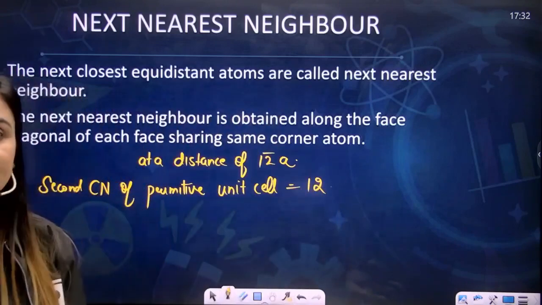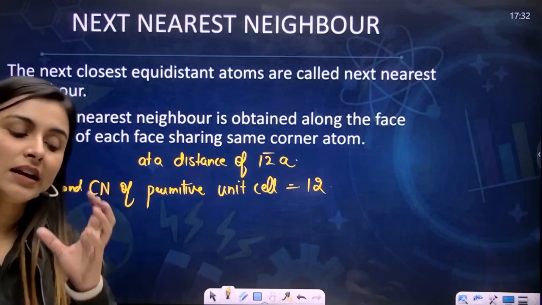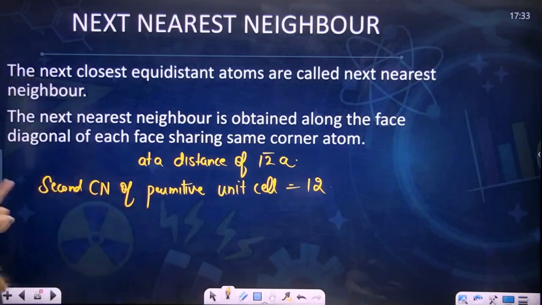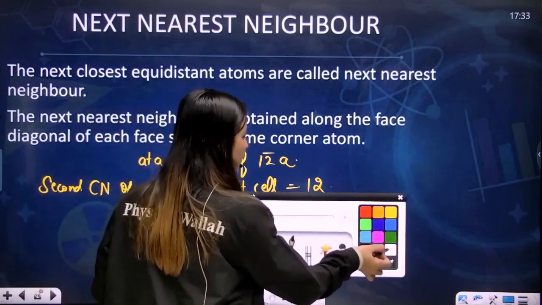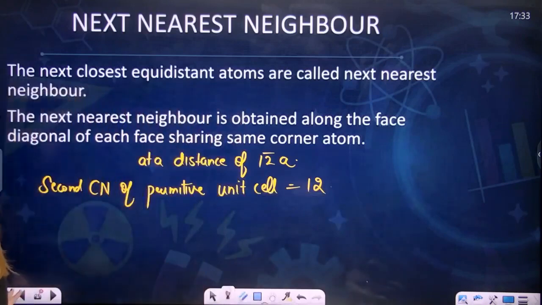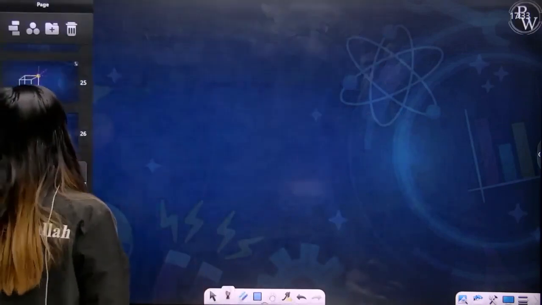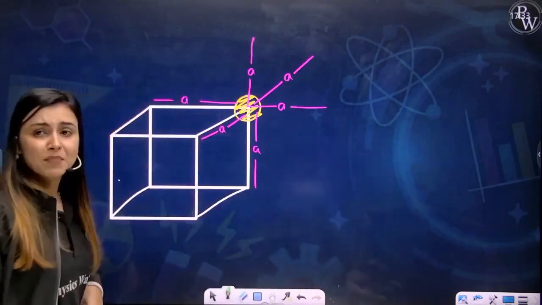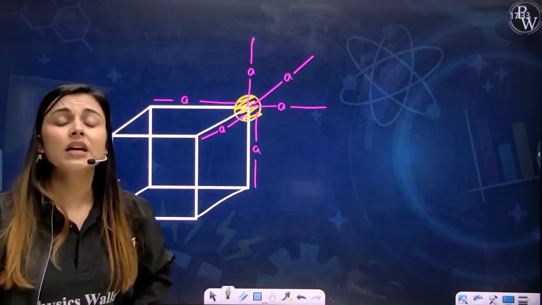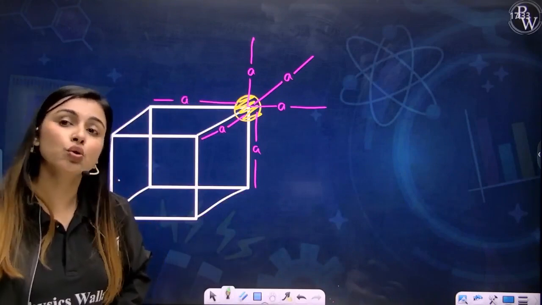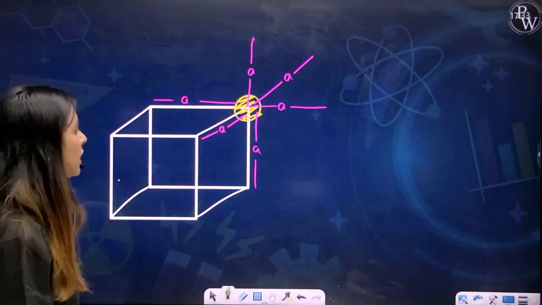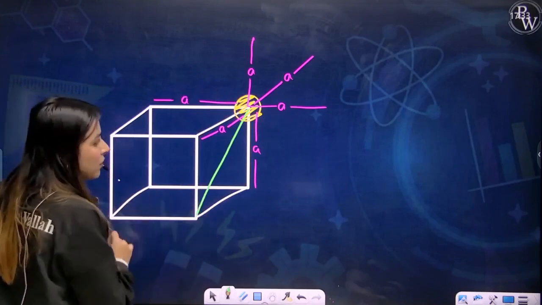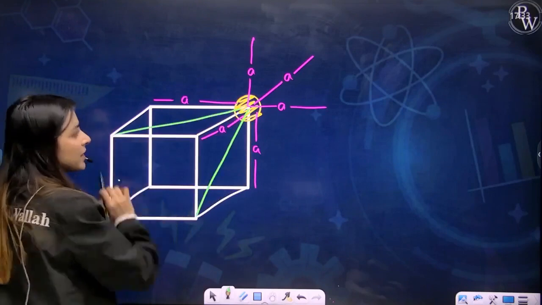Now, the question is how 12 came. I'll give you a trick and you can find all the coordination numbers in a bit, but I'll first explain how this coordination number 12 came. Yes, let's see. We know that the second coordination number will come, I'll use this part only, at root 2A distance. So you need to see how many atoms are present at root 2A distance to this particular atom. You can see that this is a root 2A distance. So one atom will be present here. Obviously one atom will be present here.